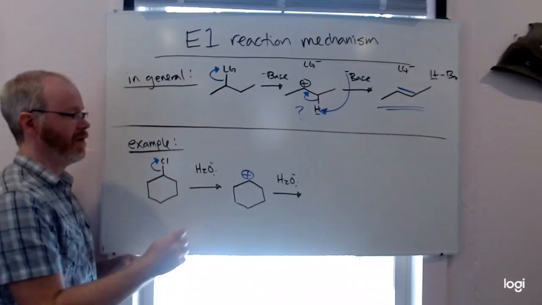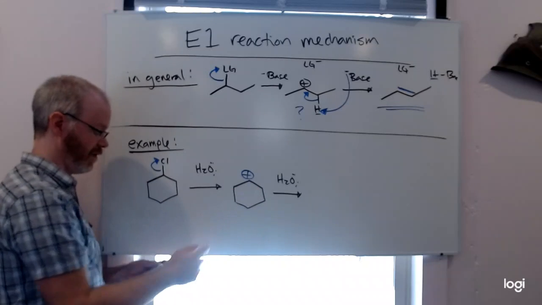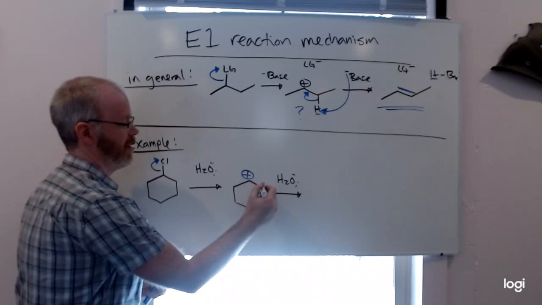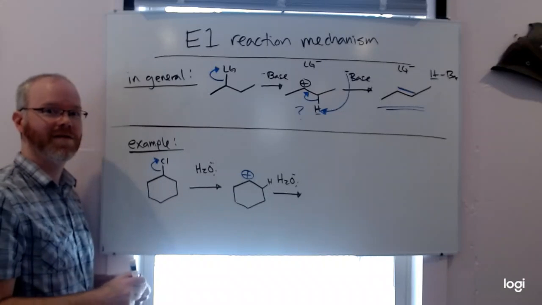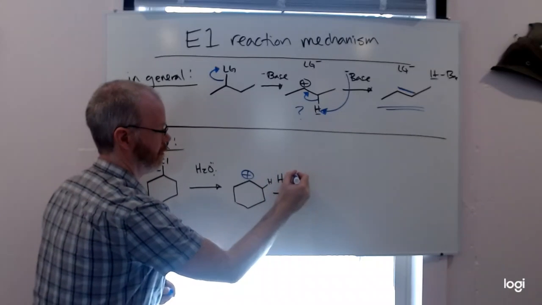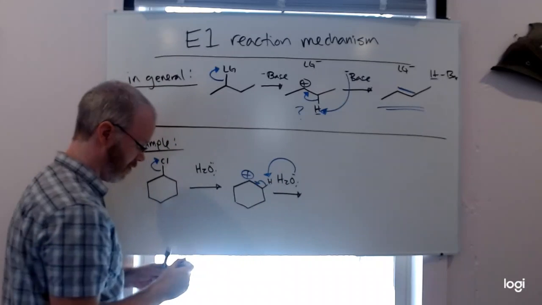Right? So now we have a carbocation, and from either of these two positions on the neighboring carbons, we can take the hydrogen. They're equivalent in this case. It doesn't make any difference. So our base is going to take that, and eliminate to form the alkene.